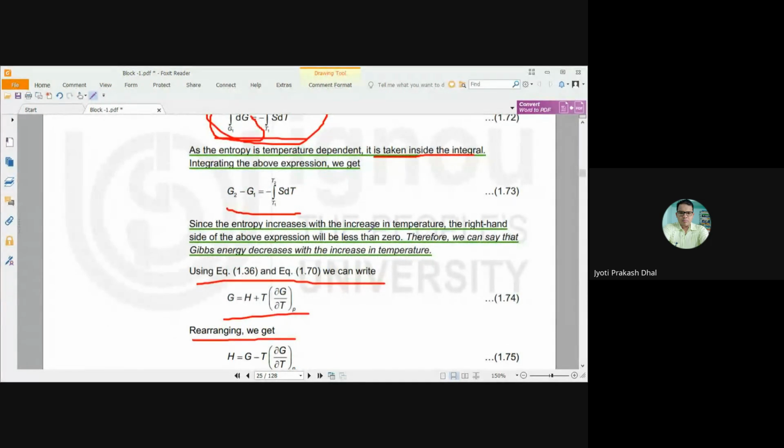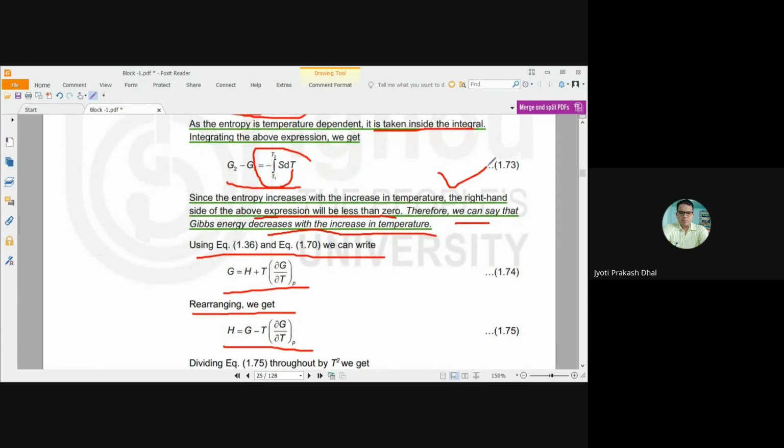Since entropy increases with increase in temperature, the right hand side of the above expression will always be less than 0 because of the negative sign. Without the negative sign, the right hand side would be greater than 0. But as the negative sign is there, the right hand side will always be less than 0. Therefore, we can say that Gibbs energy decreases with increase in temperature. That means if temperature increases, the Gibbs energy decreases. So this is equation 73.